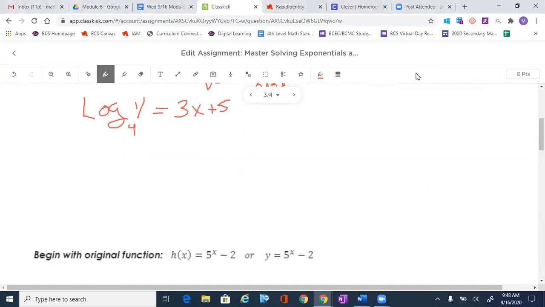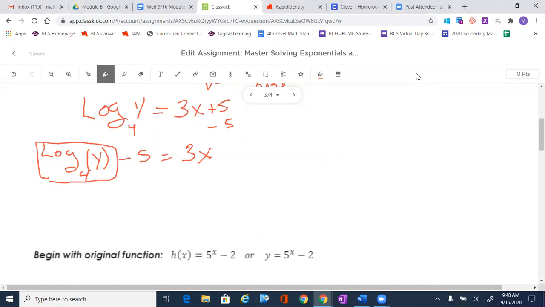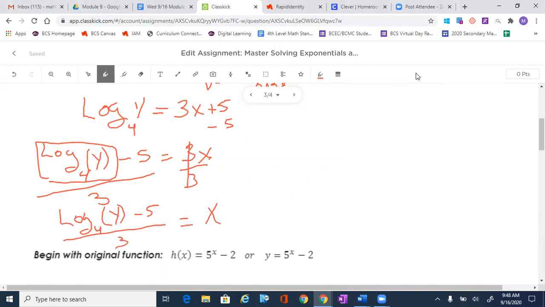I'm going to get rid of that positive 5. I'm going to subtract 5. And when I subtract 5, it's really important to note that that subtraction of 5 is outside of this logarithm. Okay? And when we type it into Desmos, we're going to need to pay attention to that. So I'm left with 3x, and I'm going to divide by 3. So we are left with x equals log base 4 of y, all minus 5, all divided by 3.